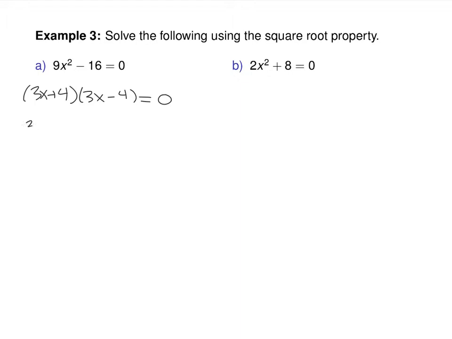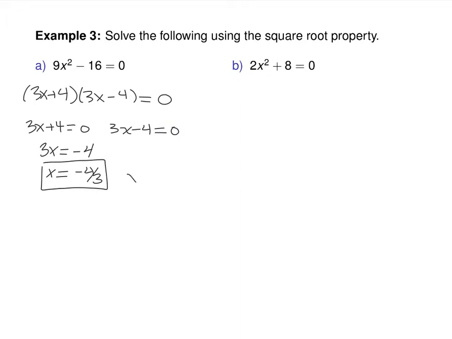And then you solve 3x plus 4 equal to 0, 3x minus 4 equal to 0. So 3x equals negative 4. And what's the answer for the first one? Negative 4/3, great. How is the answer for the second one going to be different? It'll be positive 4/3, exactly. Okay. So that's the factoring way.